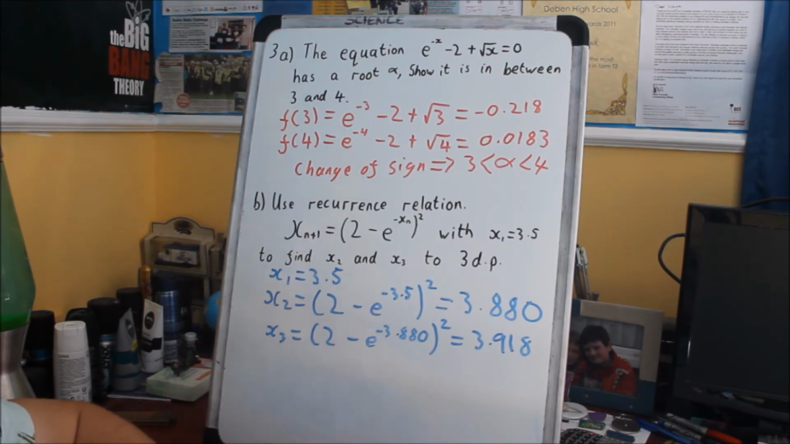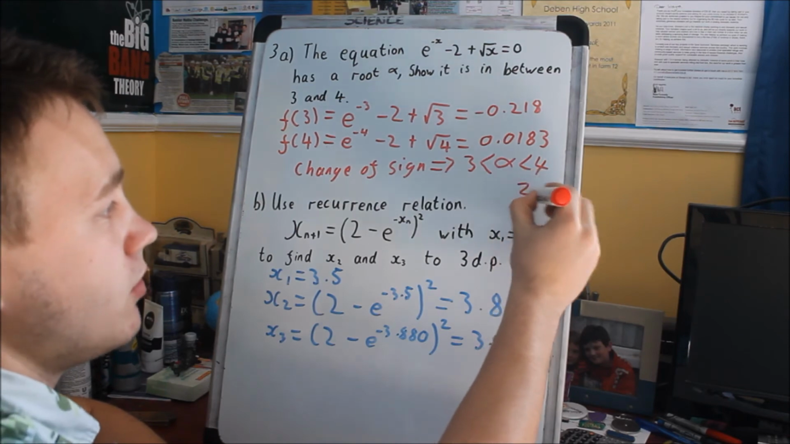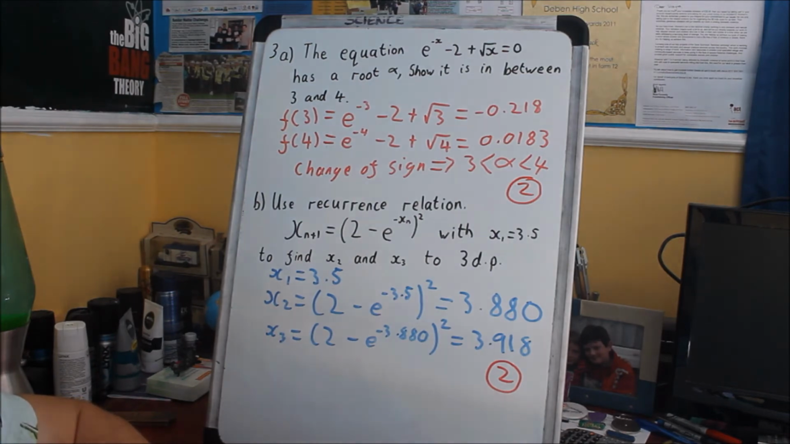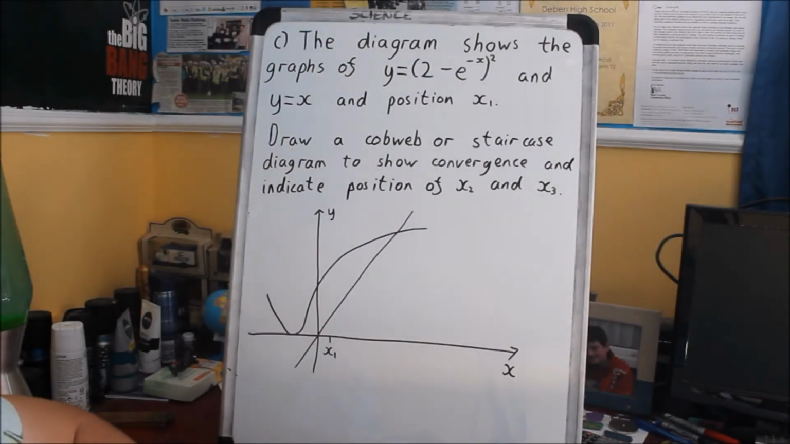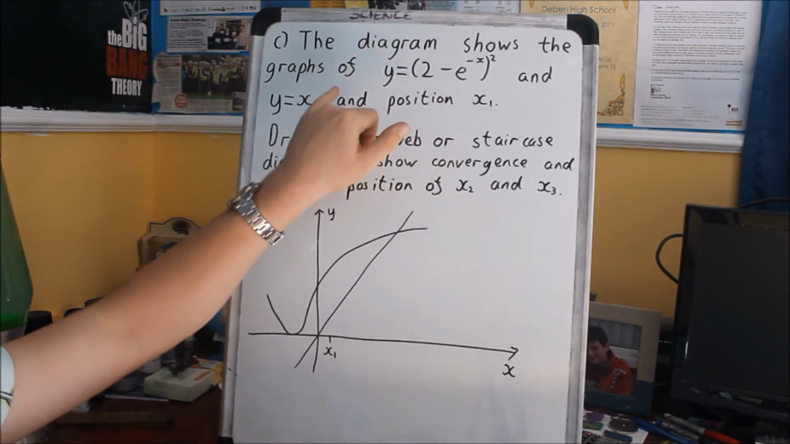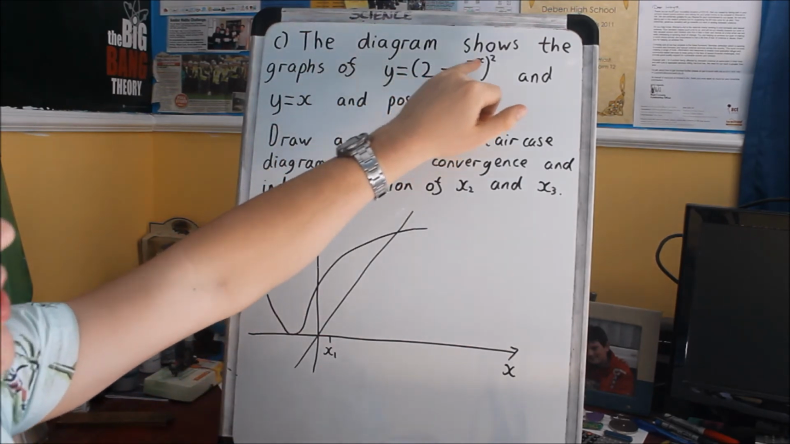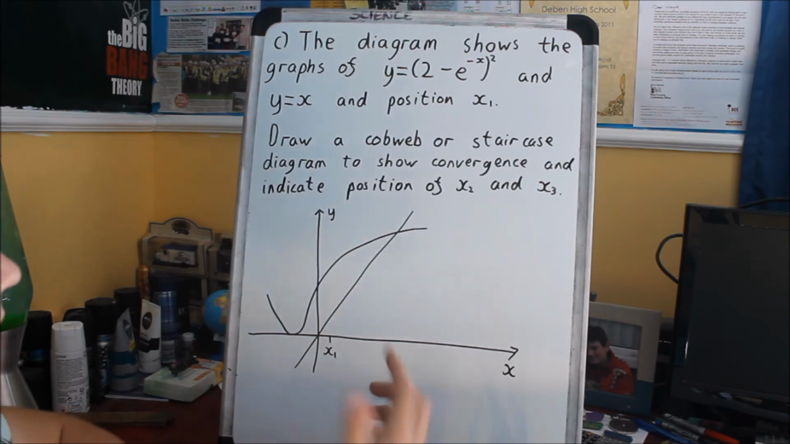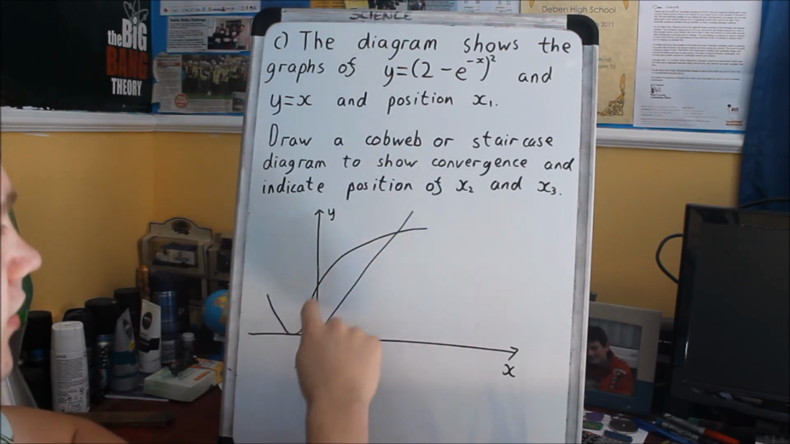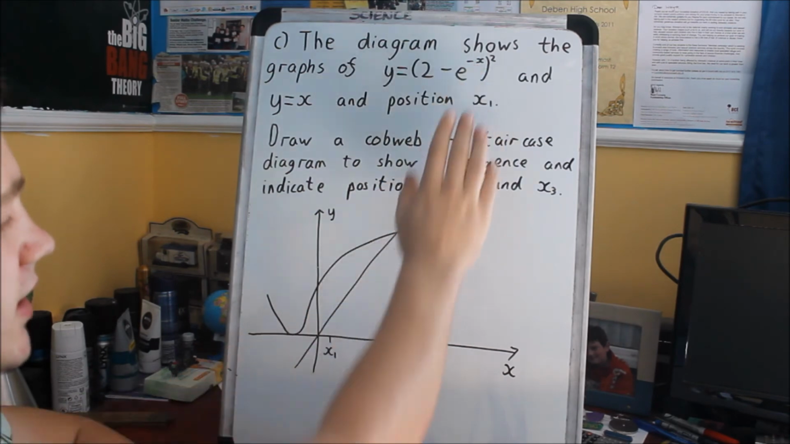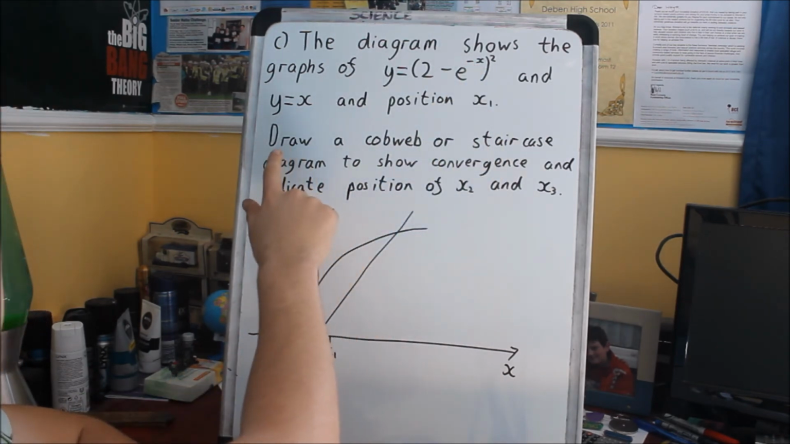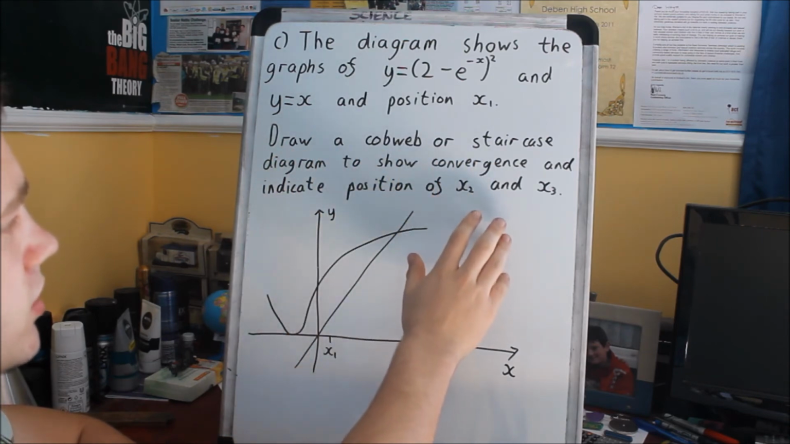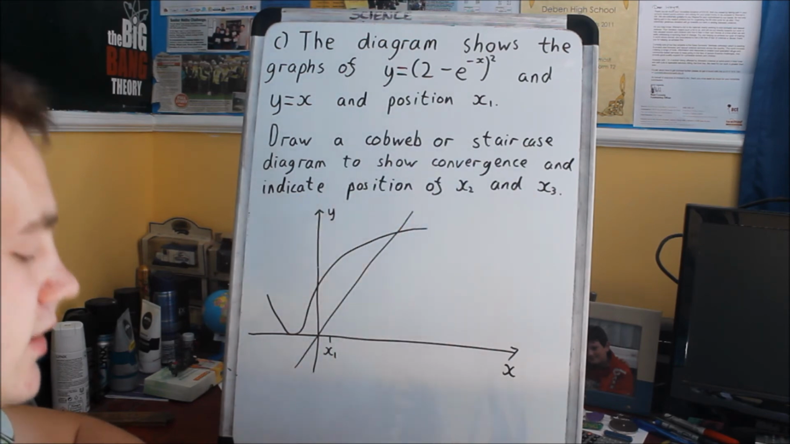So like I said, there's a part C. So as far as this is concerned, that was worth 2 marks, and this is worth 2 marks. So let's go on to the next whiteboard for part C. So here we go, it's part C. The diagram shows the graphs of y equals (2 minus e to the minus x) squared, and y equals x, and position x1. So obviously the straight line is going to be the y equals x, and this curved thing is going to be the other thing with the e to the minus x in it, and there's x1 marked on there. But the question doesn't really do much. It just says draw a cobweb or staircase diagram to show convergence and indicate positions of x1 and x2.